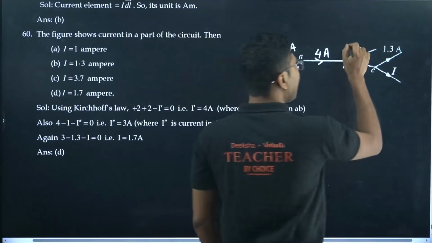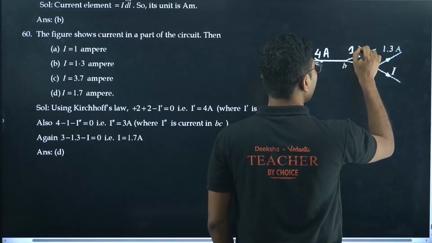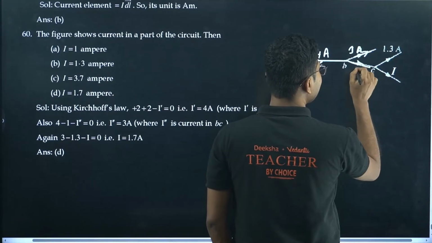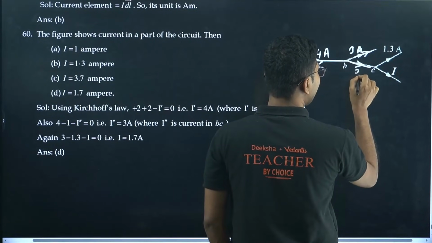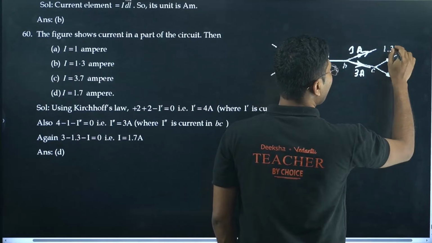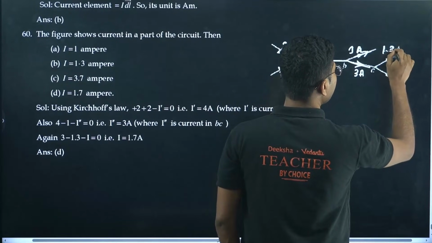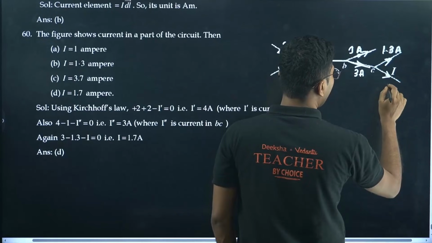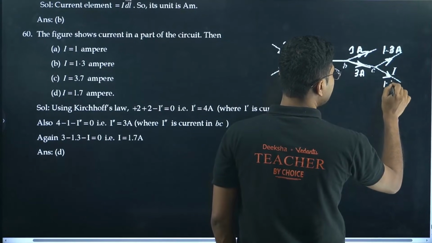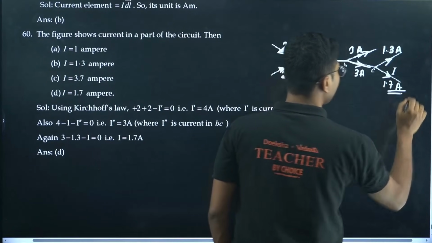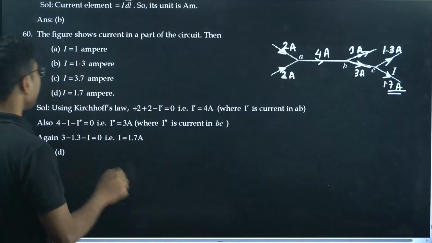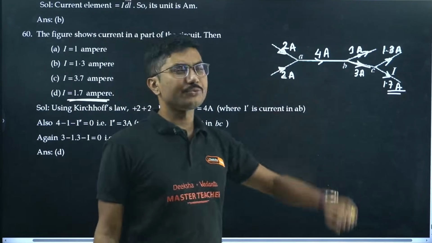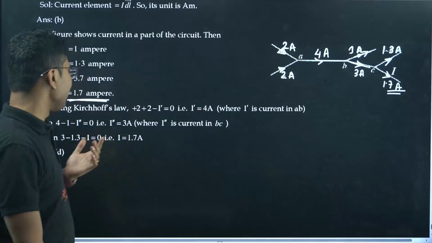Now here we have 1 ampere current which is exiting in this direction. So what is the current over here? That means here we will have 3 ampere current. Now out of that 1.3 is exiting from here. So the remaining 1.7 must be exiting from there. So current I is 1.7 ampere. Easy question. Just start applying Kirchhoff's laws and you will get the answer.